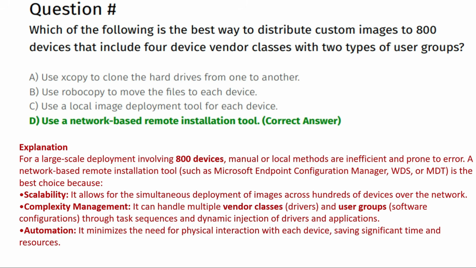So scalability: it allows for the simultaneous deployment of images across hundreds of devices over the network. And complexity management: it can handle multiple vendor classes, drivers or user groups, software configurations through task sequences, and dynamic injections of drivers and applications. Automation: it minimizes the need for physical interaction with each device, saving significant time and resources. So that's why the correct answer for this question is option D, use a network-based remote installation tool. So let's move to the next question.